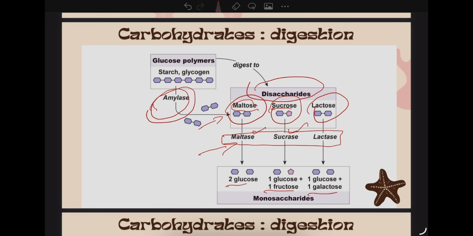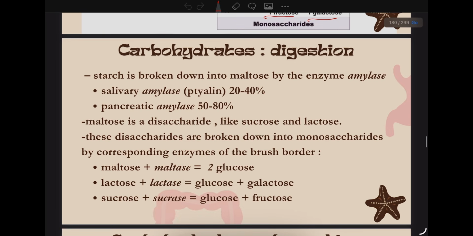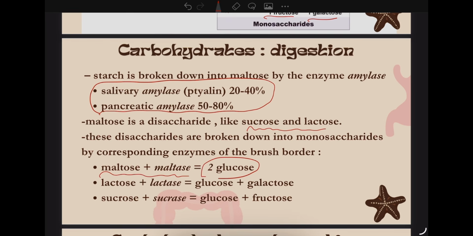These monosaccharides can be absorbed. So, again, you will take the starch and break it down to maltose, which is a disaccharide, using amylase, whether salivary or pancreatic. Mostly it's pancreatic. Maltose is a disaccharide. We have also other disaccharides, which are sucrose and lactose. They can be broken down by corresponding enzymes of the brush border. Maltose and maltase give us glucose. Lactose, lactase, glucose and galactose. Sucrose, sucrase, glucose and fructose.